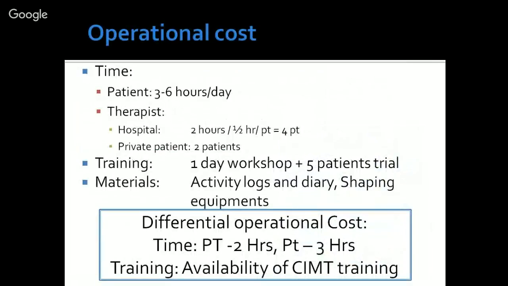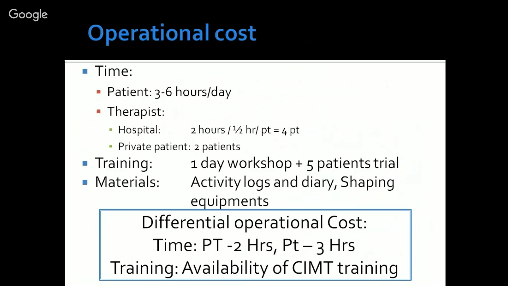Finally, the operational cost of it, right? We'll be looking into time, training, and materials required. For a patient, they might need to spend 3 to 6 hours per day, and a therapist might need to spend 2 additional hours of therapy time. So he might need to be willing to sacrifice the treatment of 4 other patients for a government setting, or if he's seeing a private patient, he needs to be at least willing to sacrifice 2 patients. That's the operational cost of it.